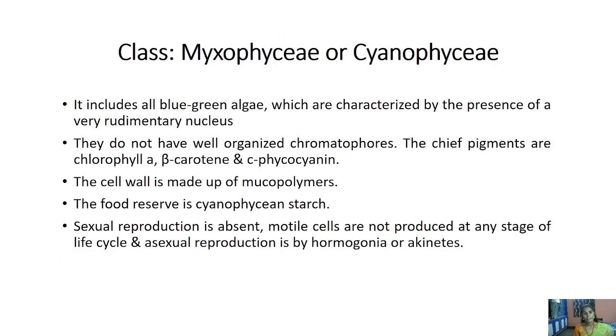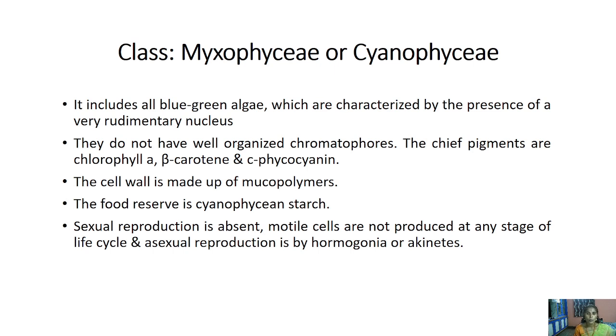The organisms or cyanobacteria which exhibit all these characters are placed under division Cyanophyta. This division Cyanophyta is further divided into a single class, that is Cyanophyceae. The Cyanophyceae is also called Myxophyceae. The organisms classified under Cyanophyceae exhibit the following characters. Cyanophyceae includes all blue-green algae which are characterized by the presence of a very rudimentary nucleus, which is primitive in nature, the incipient nucleus, characteristic of cyanobacteria.